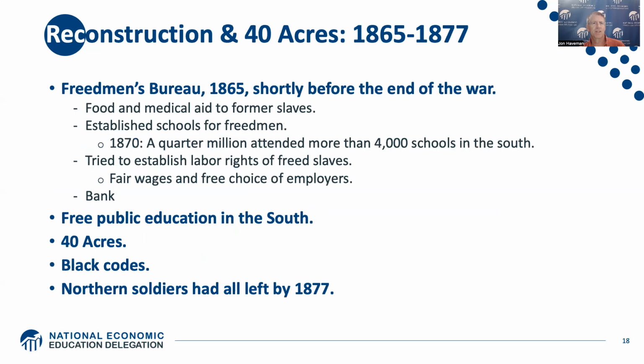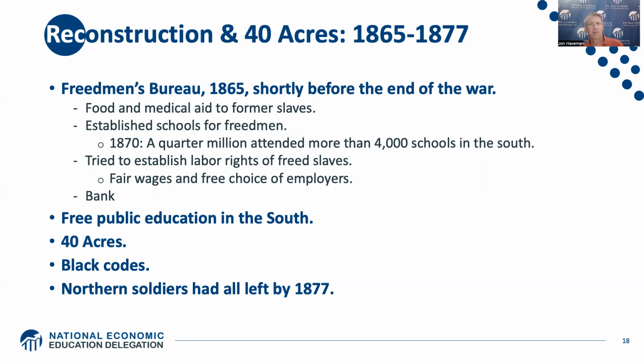Okay, so let's go back to the days following the end of the Civil War. The federal government established the Freedmen's Bureau in 1865. This was a bureau intended to provide services and aid and to help former slaves get a start. It offered lots of food and medical services to former slaves, established schools. In 1870, about 250,000 freed slaves attended more than 4,000 schools in the South. It tried to establish labor rights for freed slaves, fair wages and free choice of employers, but as we'll see, that largely went away in the wake of Reconstruction. Right, so during Reconstruction, free public education was made available in the South.